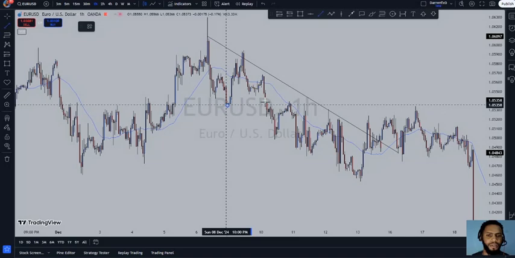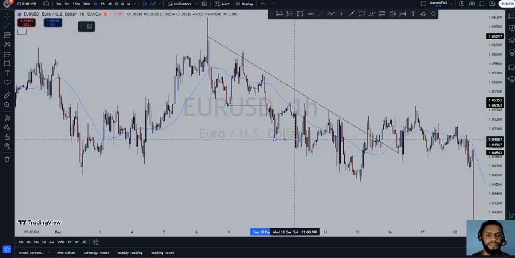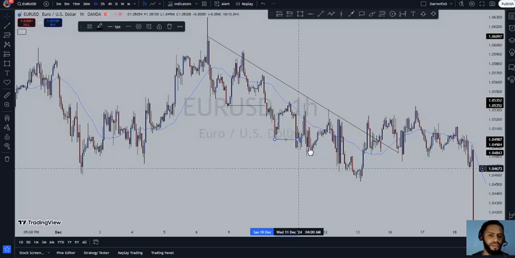So this right here would have been a lower low, right? This level would have been a lower low, and then this would have been a lower low again, right? So each time it breaks below a low, that would be your lower low.